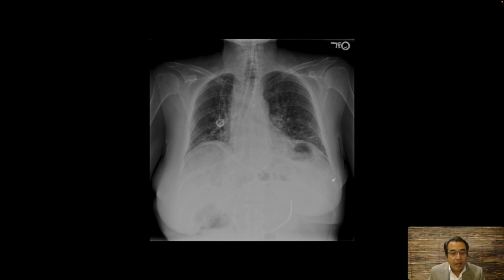Next patient has this plain film, and this was acquired after a Dobhoff tube placement, and we can see that the tip of the Dobhoff tube is in the stomach, but as we look at the rest of the chest, we find that the tube is looping inside the esophagus. So this is a malpositioned Dobhoff tube and it needs to be corrected.